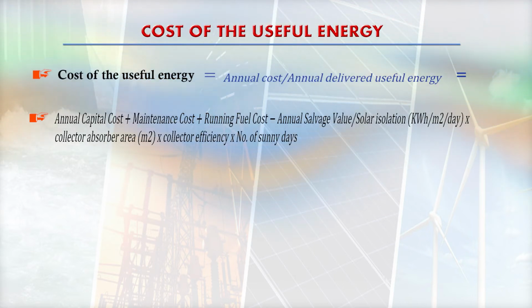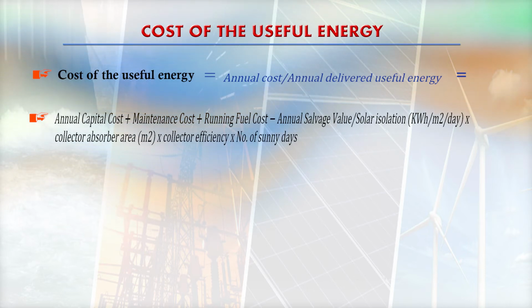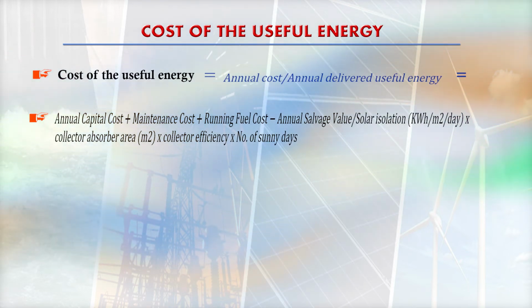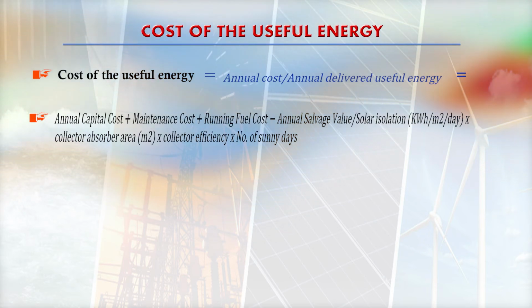Then we calculate the cost of useful energy. The cost of useful energy is calculated as the annual cost divided by annual delivered useful energy. In earlier slides, we have already calculated annual cost by using this formula: annual capital cost plus maintenance cost plus running fuel cost minus annual salvage value. Then we have already calculated annual delivered useful energy, that is solar radiation times collector absorber area, collector efficiency, number of sunny days and number of drying hours.